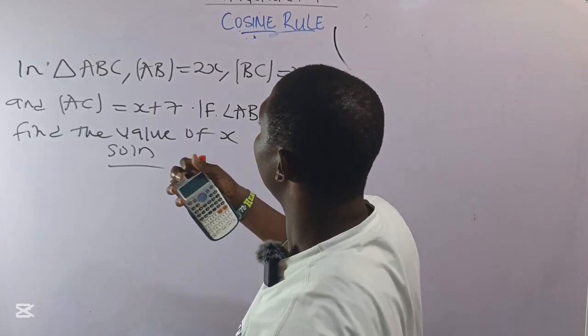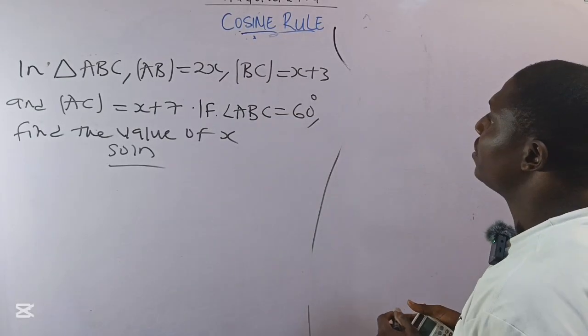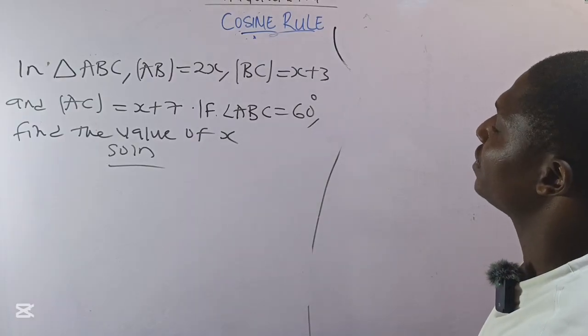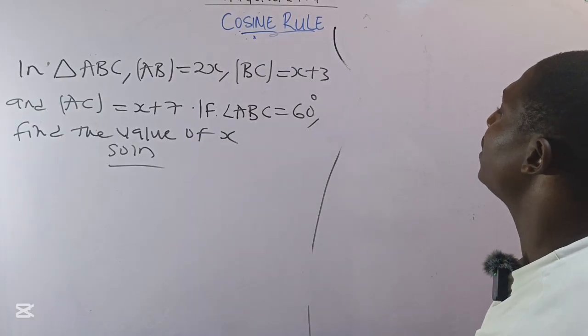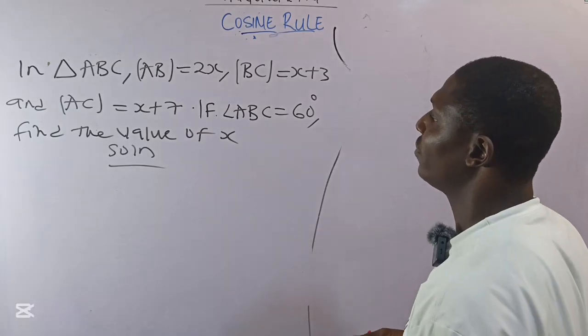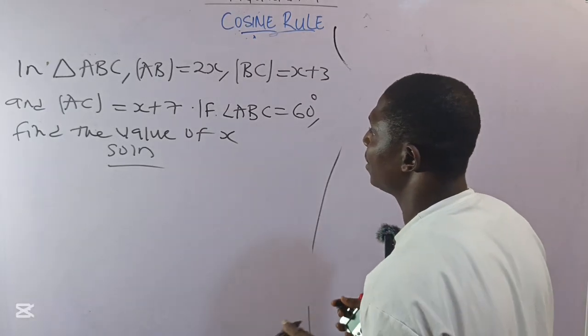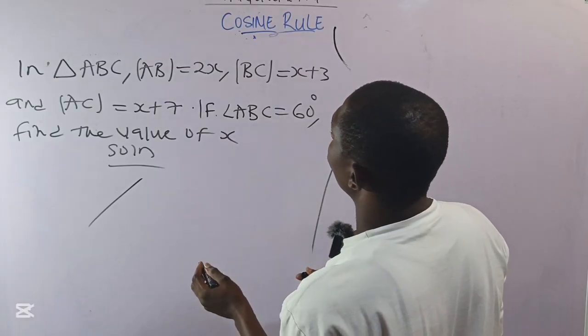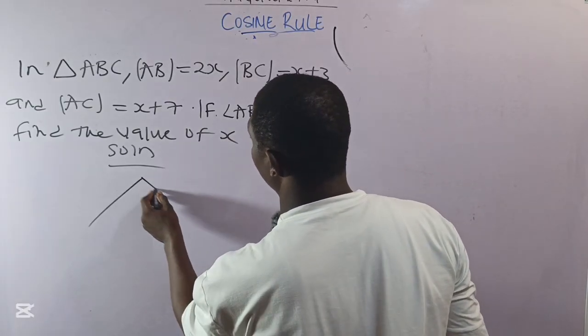So we have in triangle ABC, AB is equal to 2x, BC is equal to x plus 3, and AC is equal to x plus 7. It said if angle ABC is equal to 60 degree, find the value of x. So it's better we make a sketch. Let's make a sketch.